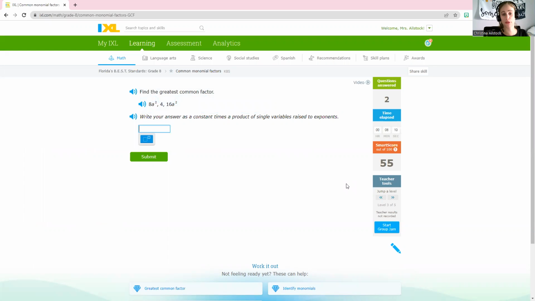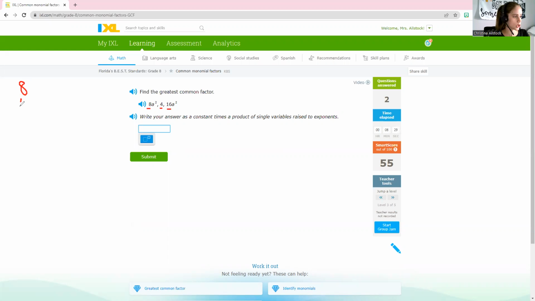All right, here we have 3 different terms that we want to find the GCF in between. Even though we have 3 of them, the process is still the same. So when I look at these, we're going to start with our coefficients first. So our numbers 8, 4, and 16.